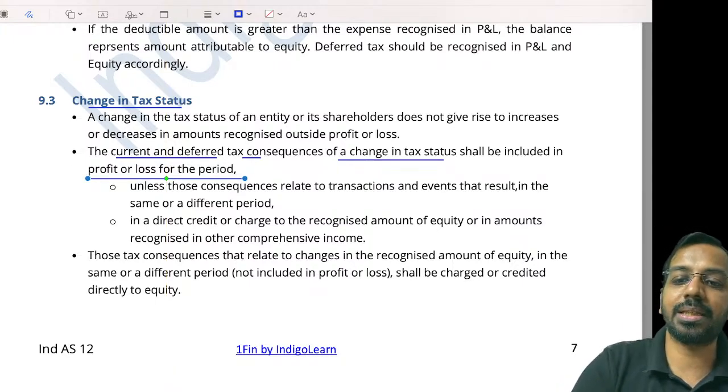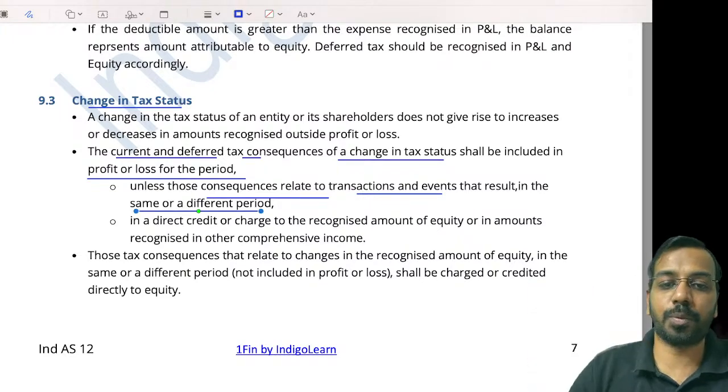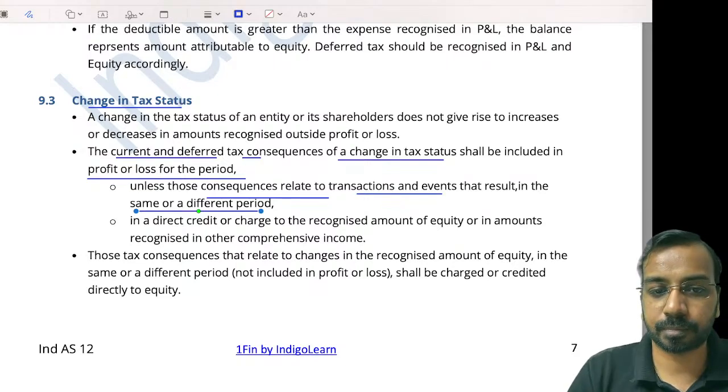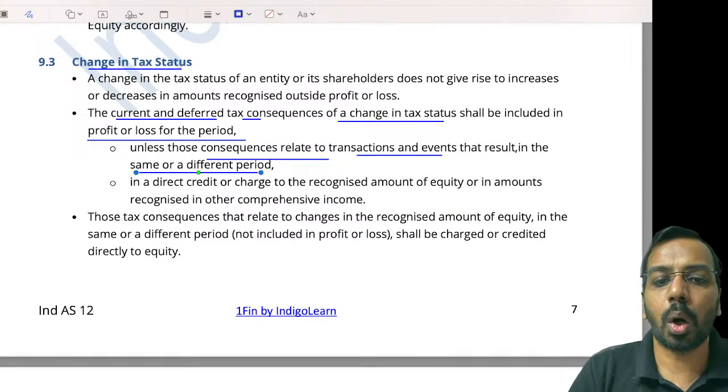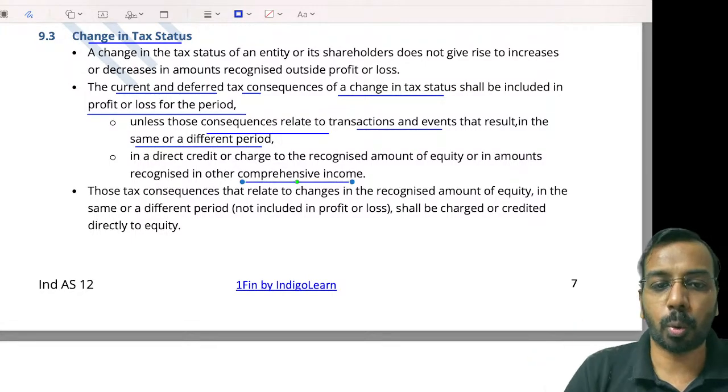Means you will recognize it in the P&L for the period, unless those consequences relate to transactions and events that result in the same or a different period. Means if it impacts the future period, then you will not recognize in P&L for the current period. Okay, or it will go to OCI also. If it is something related to OCI, you will take them to OCI as well.